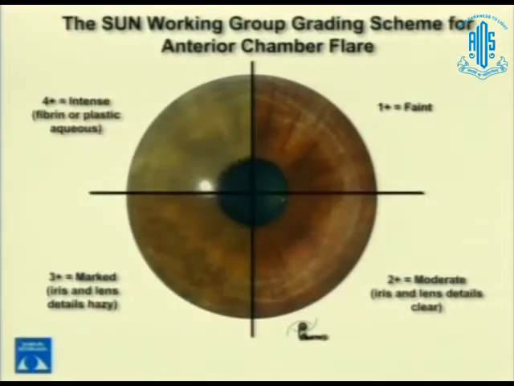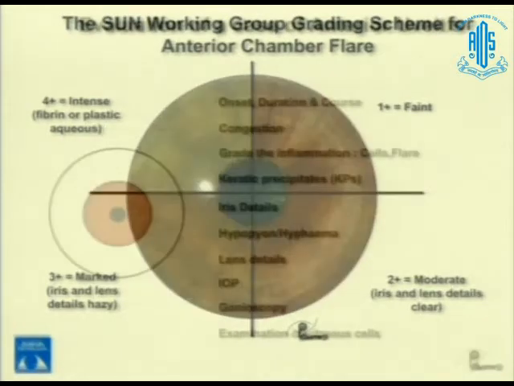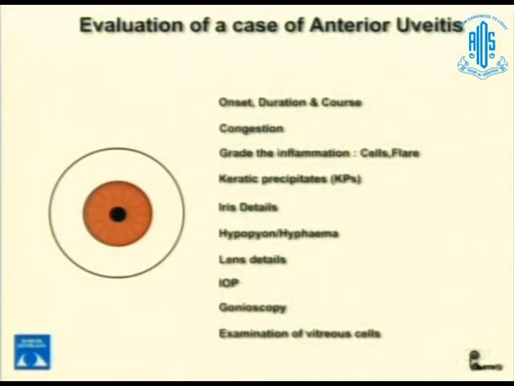So similarly, the flare, the fibrin content of the aqueous humor, can be graded according to the visibility of the iris and lens detail, and it can be graded as +1, +2, +3, +4. +4 is the intense fibrin, where the plastic fibrin is observed in the anterior chamber. So the next parameter is the keratic precipitates.